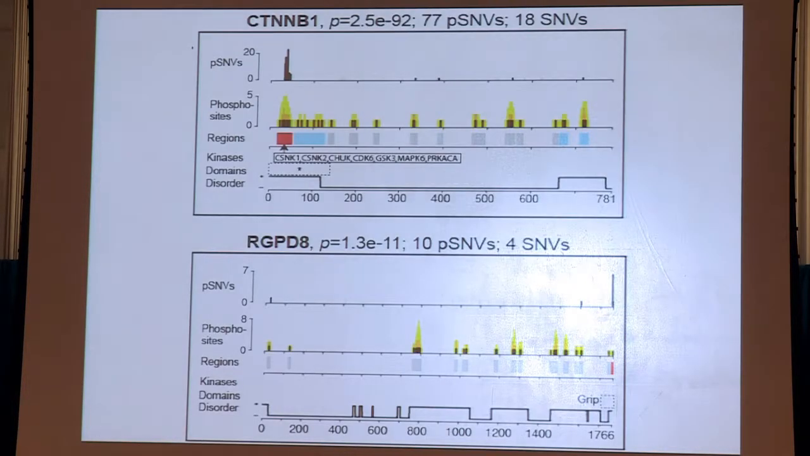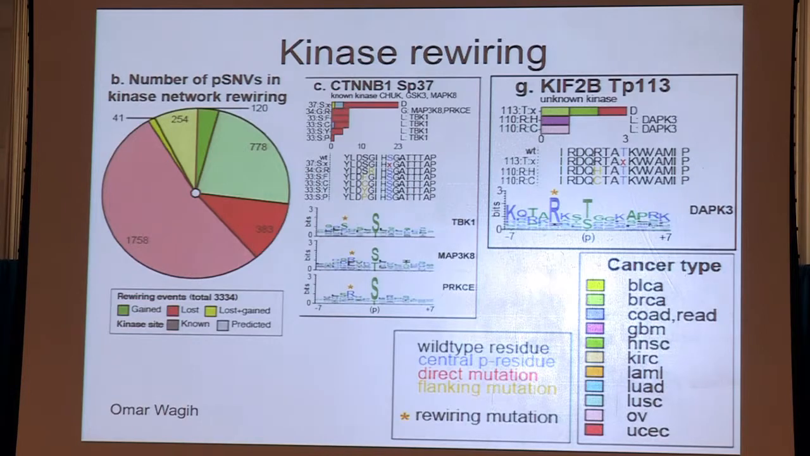We also added one additional aspect of the analysis, which is looking at how the kinases recognize sequence motifs in the protein and seeing if not just the mutation affects the phosphorylation site, but if it's predicted to rewire the network in some way. Obviously, if a mutation kills the central phosphorylatable tyrosine, serine, or threonine amino acid, then it's not going to be possible to phosphorylate it.